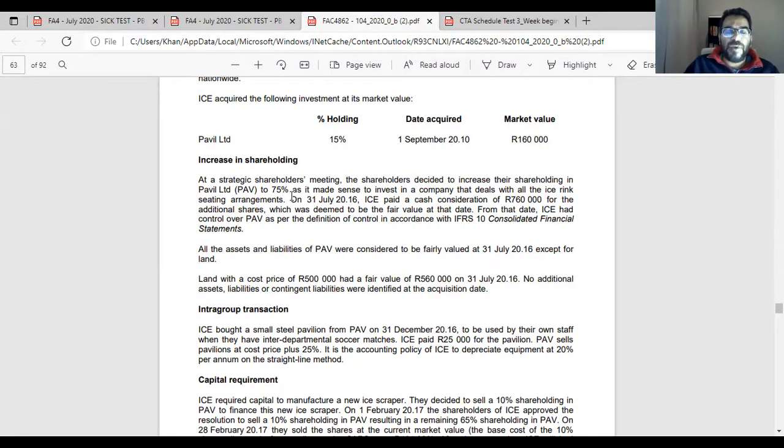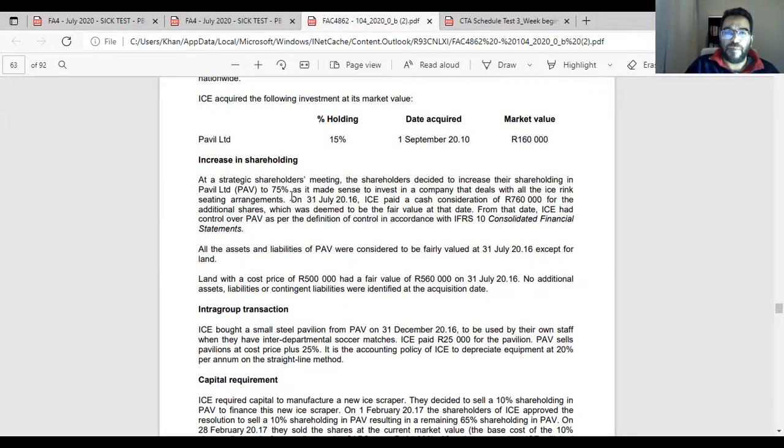On 31 July 2016, somewhere in between, a big event took place, a change in ownership. Now, if we just say we have April, May, June, July, so that's 4 months. So for 4 months, we had a 15% interest in the 2017 financial year, and for 8 months, we have a controlling interest, a 75% interest. So on 31 July, that is the big day. You make a mark over there, change in ownership.